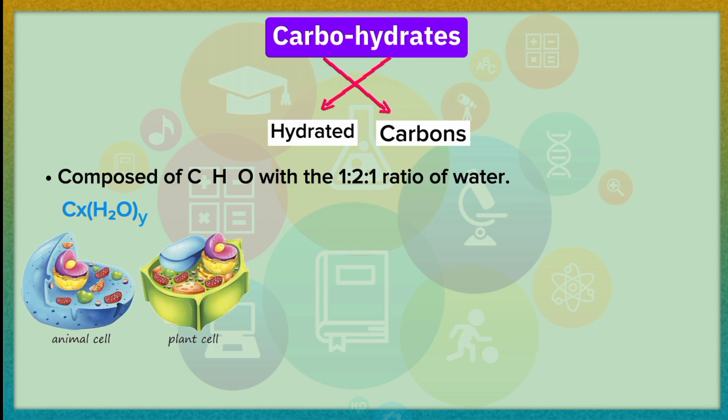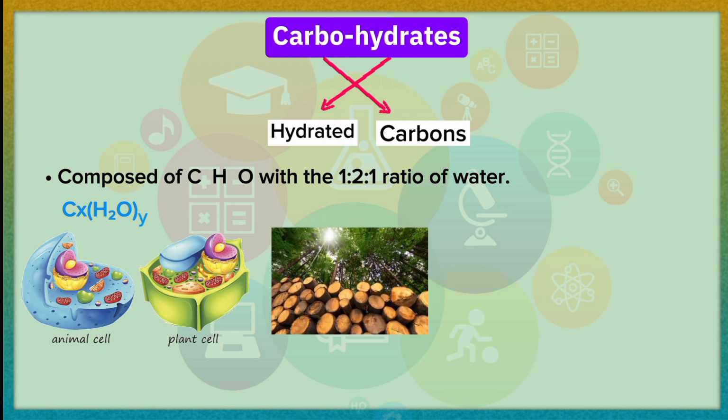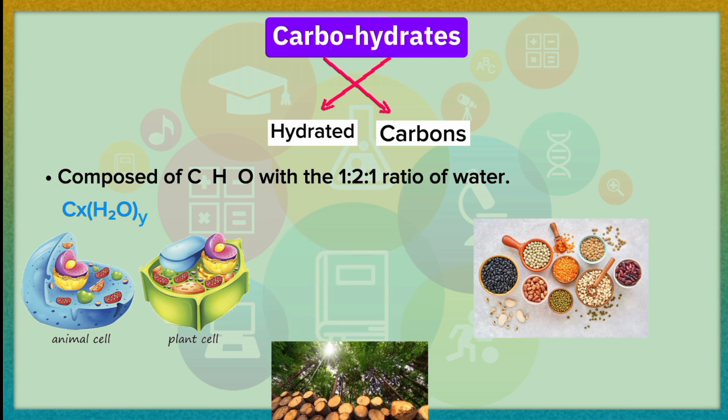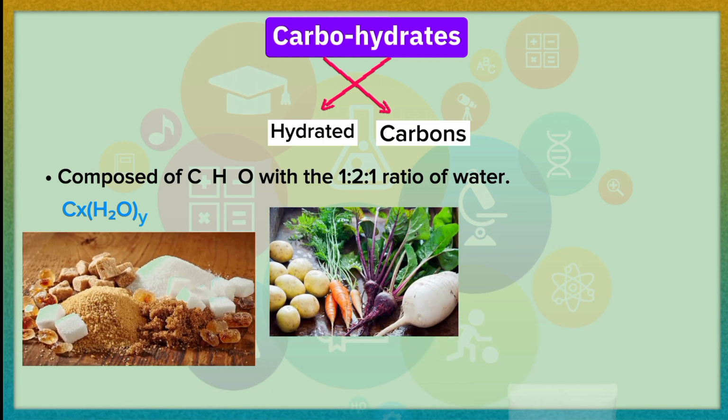Carbohydrates occur abundantly in living organisms. They are found in all organisms and in almost all parts of the cell. Cellulose of wood, cotton and paper, starch present in cereals and root tubers, cane sugar, and milk sugar are all examples of carbohydrates.